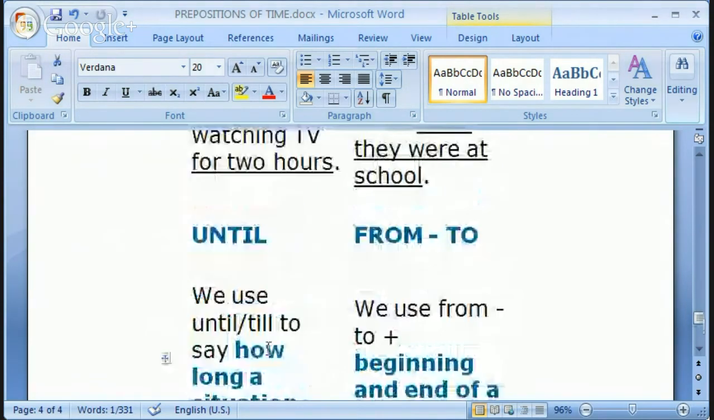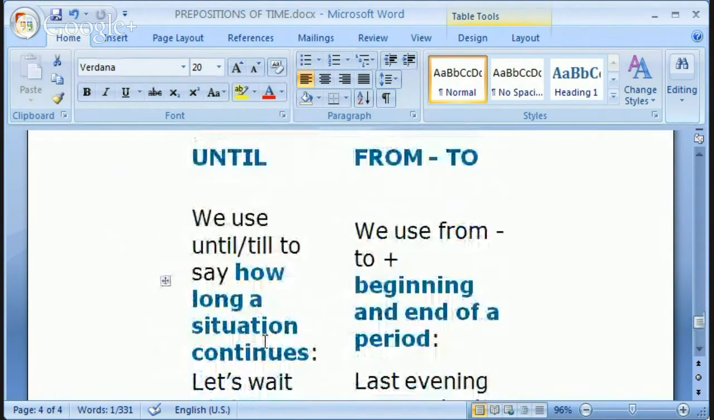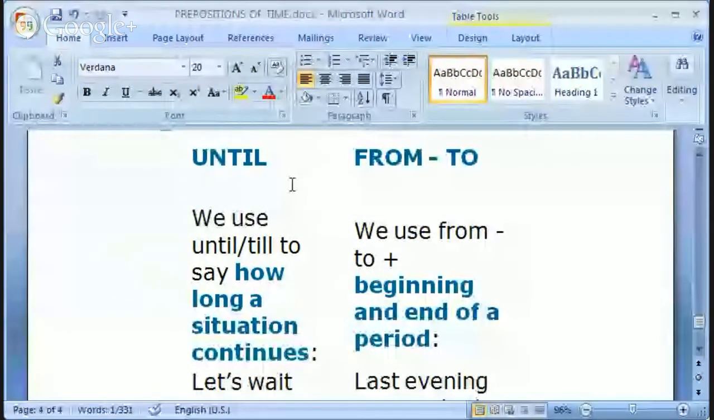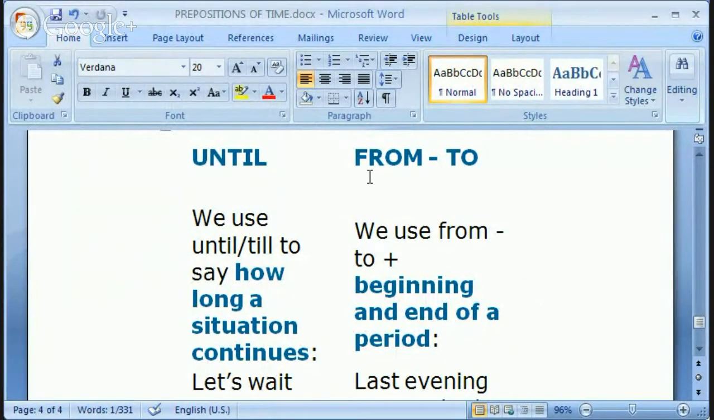Pretty basic. Actually, until and since often get confused. So maybe we could try that. I'm going to come back to that in just a moment. First, I'm going to talk about from to, and then you guys could try making sentences with since or until.